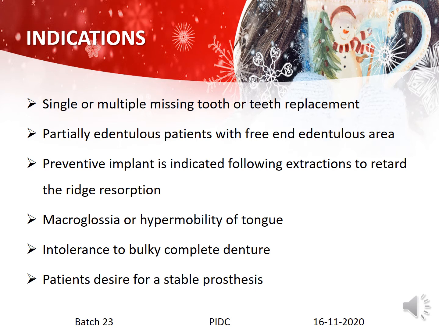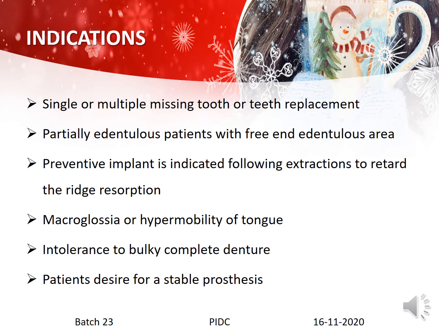Now coming on to the indications. As you all know, the main indication would be single or multiple tooth or teeth replacements, partially edentulous patients with free end edentulous area. So especially in your lower mandible, if you have 4-7 or 3-7 missing, and you're planning for a fixed prosthesis, it is a little difficult to give because it will be a cantilever type of abutment. So in that case, you can go in for an implant if the bone is good.